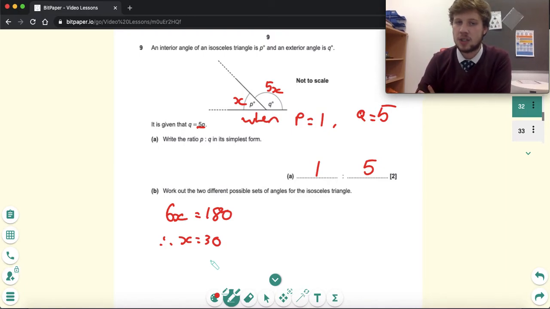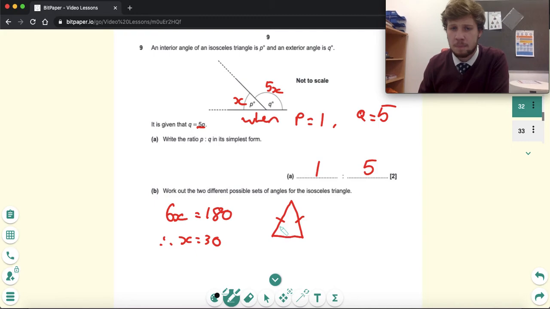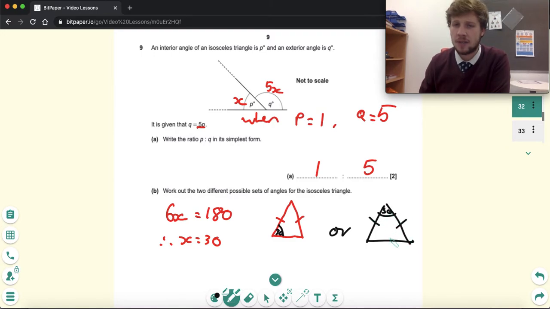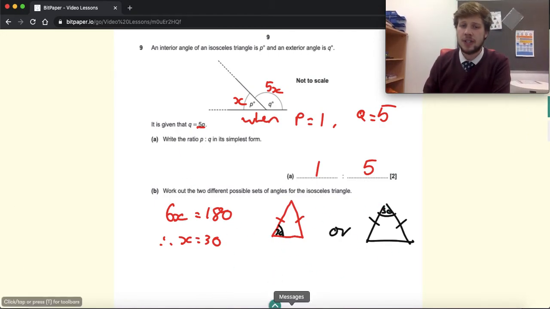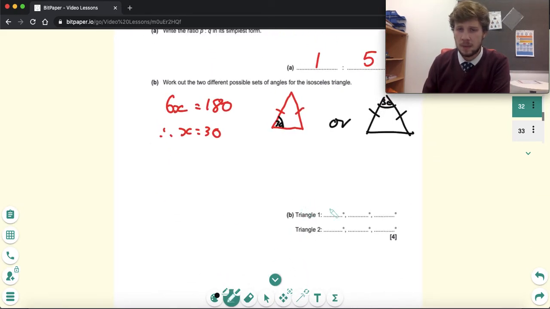And now I need to think about the two possible sets of angles. With an isosceles triangle, I know that two sides have to be the same. My two scenarios then are going to be, well, the first scenario is if my base angle is 30, or if I have another triangle, what happens if my top angle is 30? And they would be my two scenarios. So, for scenario 1, if I have 30 degrees, my other base angle must be 30 degrees. So therefore, my final resultant angle, well, this is 60, my final one must be 120.